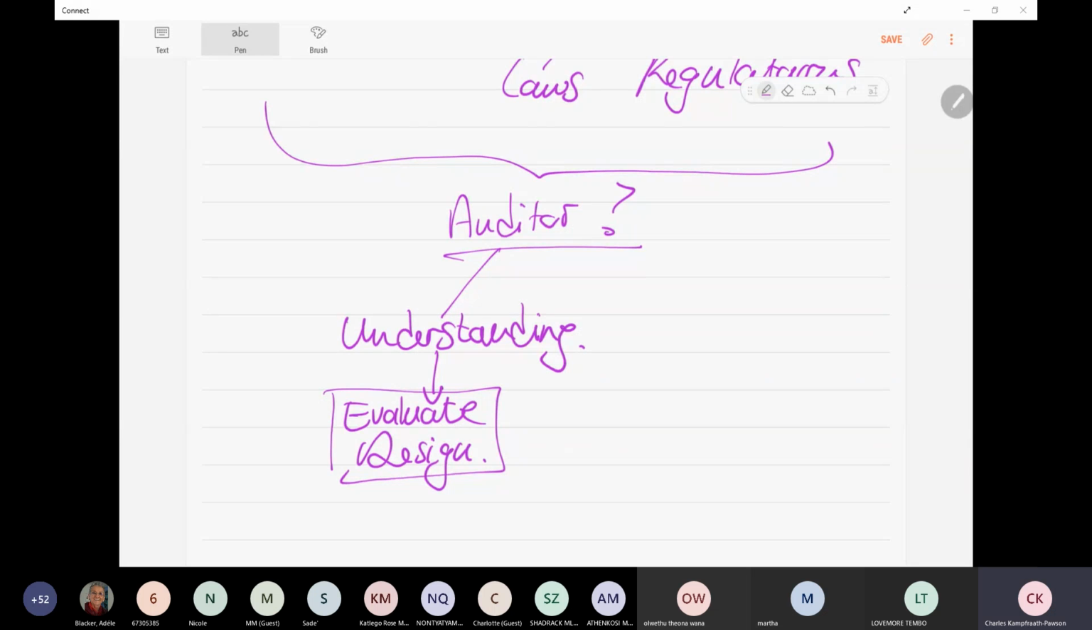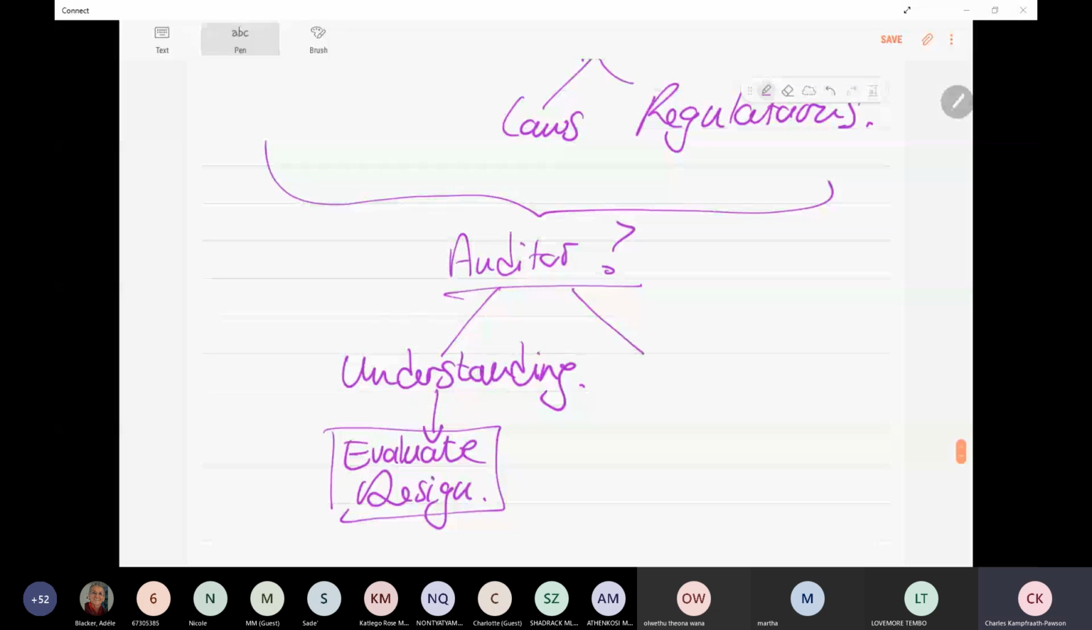So the auditor must understand its limitations. It must gain an understanding of the various components of internal control. So what components are there? What is the internal control system? What are the components?